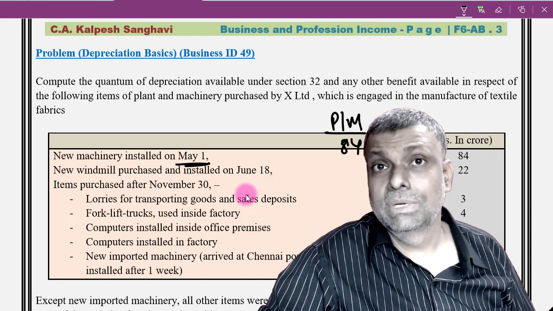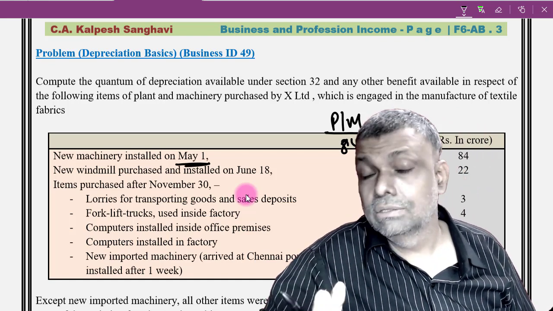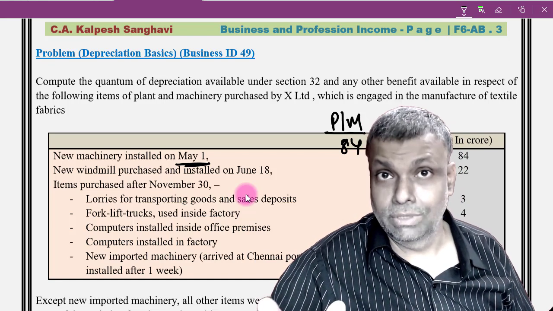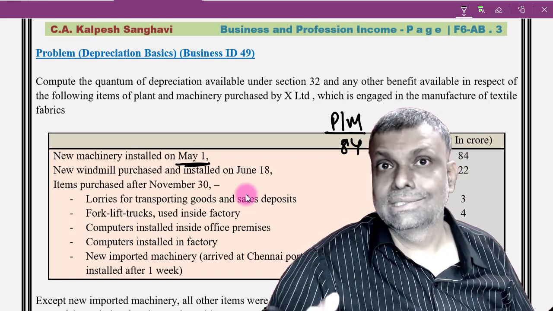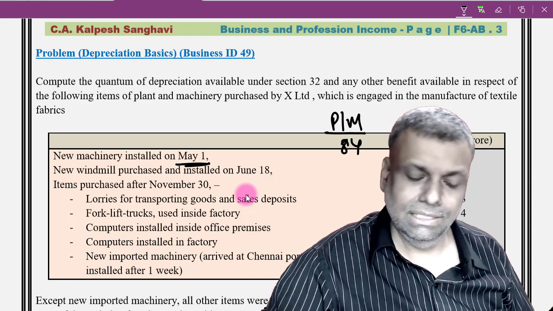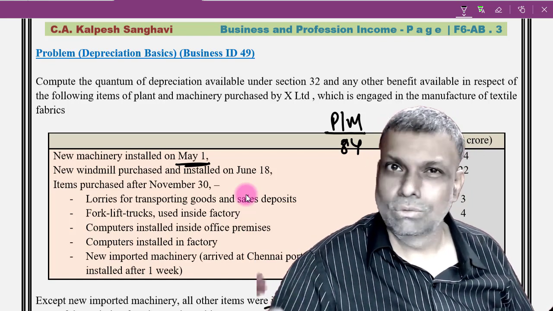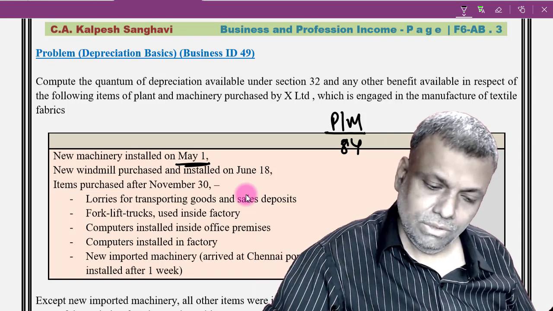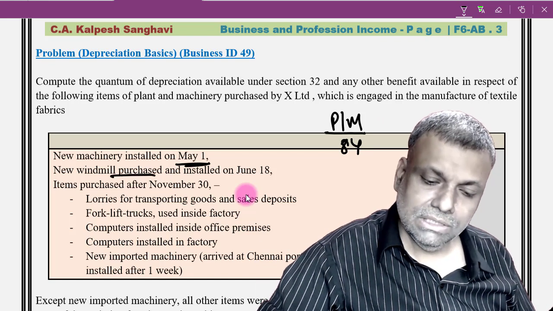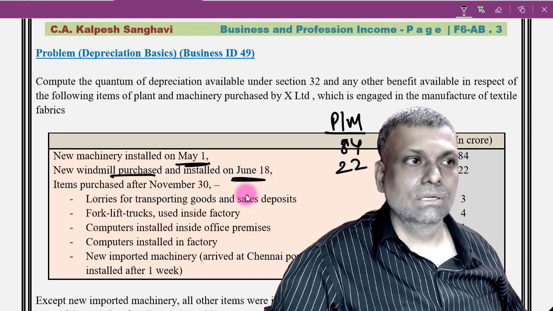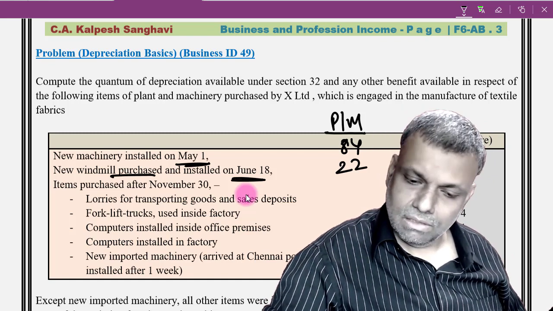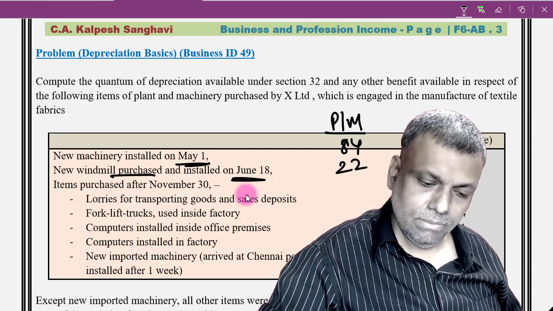Since the dates have been clearly printed, you directly should click in your mind whether half rate or full rate. So May 1, that's going to be full rate depreciation because the test is 180 days, and May is naturally going to cross that limit. So 84. New windmill purchased and installed on June 18. So windmill will also be part and parcel of plant and machinery. So that will be added to the block.